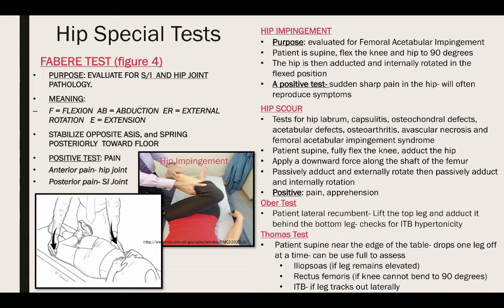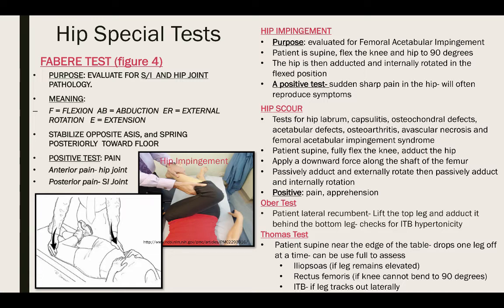So hip impingement and hip scour, I believe, are new for you. Basically, you are looking to get grindy of that hip in the actual capsule and on the labrum. So hip impingement can help you to identify if there's femoral acetabular impingement, which we'll describe in just a second. But basically, the patient is supine, you flex the knee and the hip to 90 degrees, and then you adduct and you internally rotate. So you're really driving the head of the femur right into that socket, right?